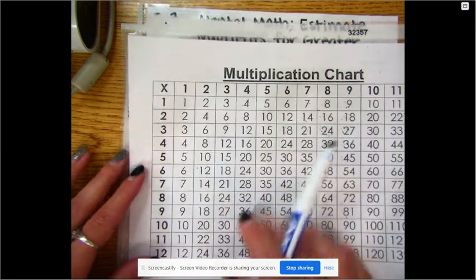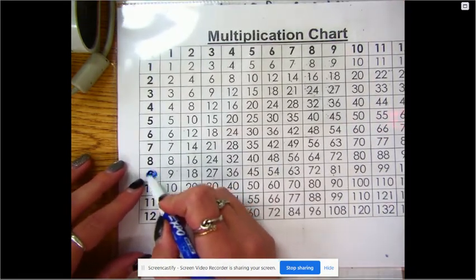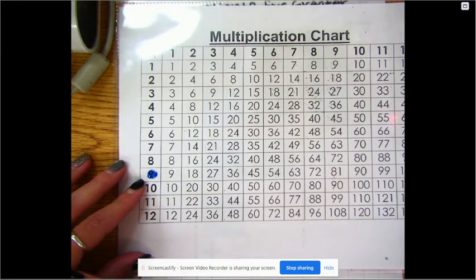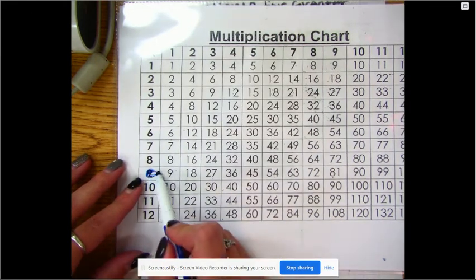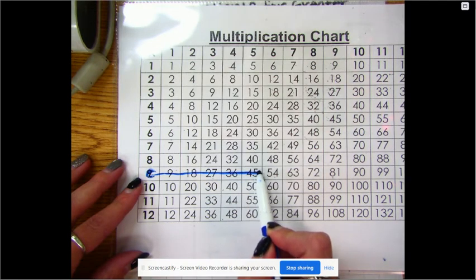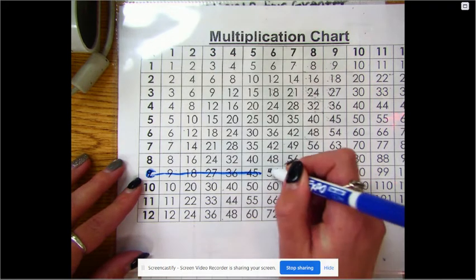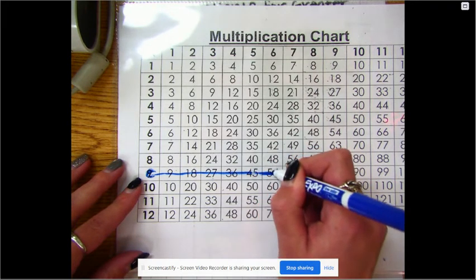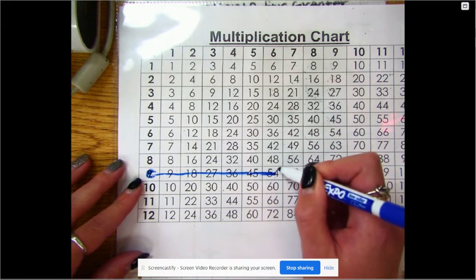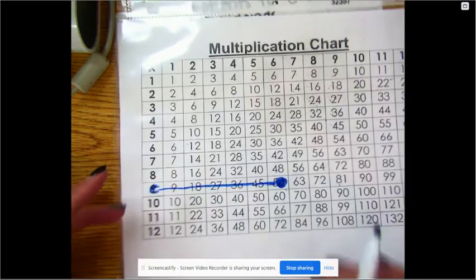So let's see. I'm going to look at my multiplication chart, and I'm going to start at 9, my divisor. Let's try to get to 53. As I go along, I can see that 45 and 54 are around 53. But 54 is closer to 53. So that's the number I'm going to go with, 54.